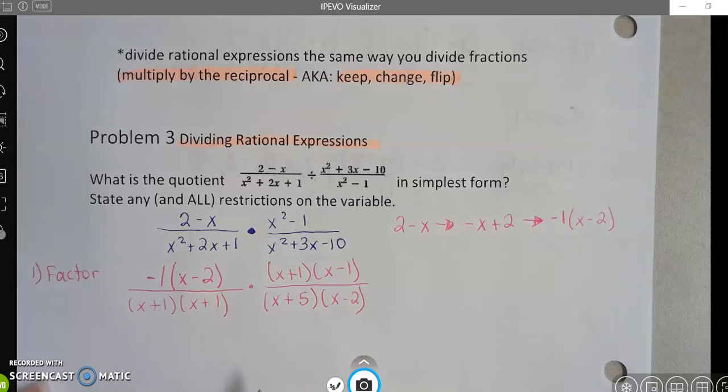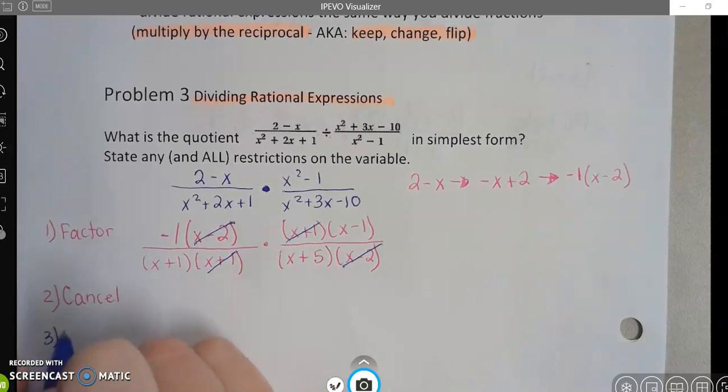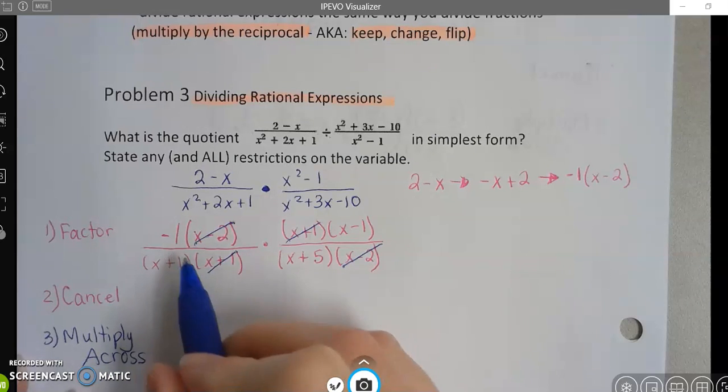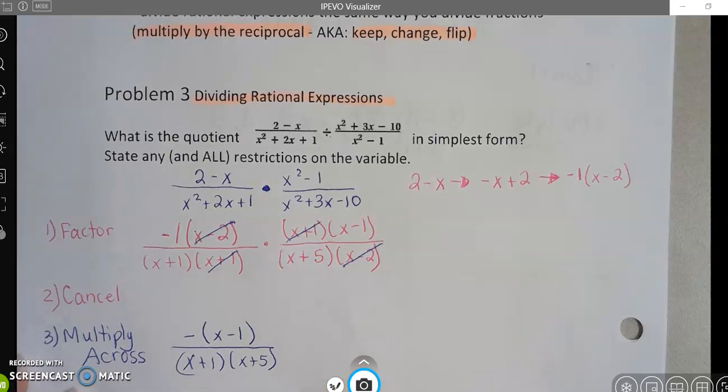Now you are ready to start step 2, which is to cancel common factors. So I see x minus 2's can cancel, and an x plus 1 can cancel. Step 3 is going to be to multiply across. So when you multiply across, we get negative 1 times x minus 1 in the numerator, and x plus 1 times x plus 5 in the denominator.